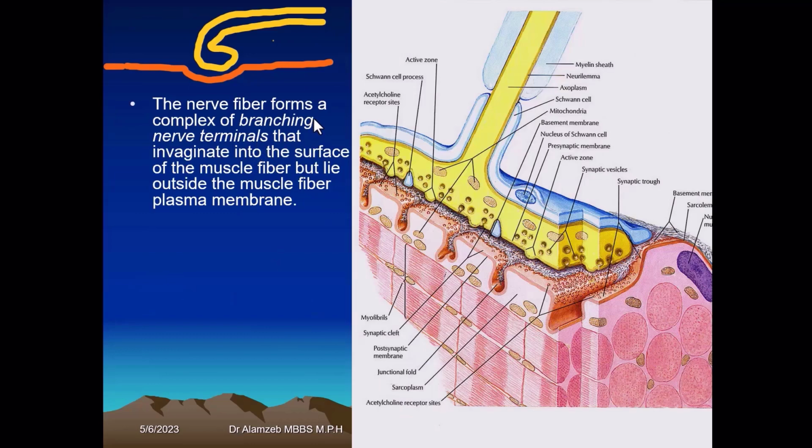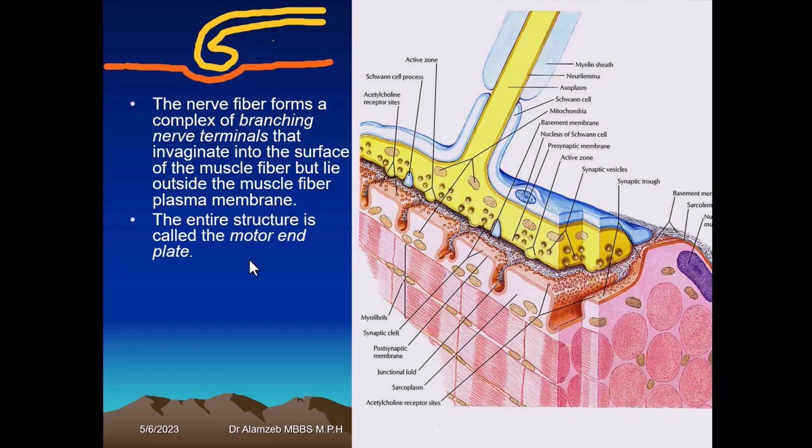The nerve fiber forms a complex of branching nerve terminals that invaginate into the surface of the muscle fiber but lie outside the muscle fiber plasma membrane. There is invagination, not actual penetration into the muscle fiber or the muscle membrane. It makes a depression in the muscle.